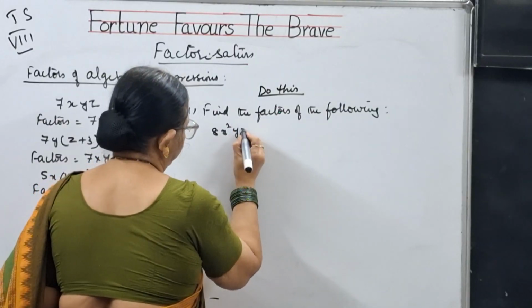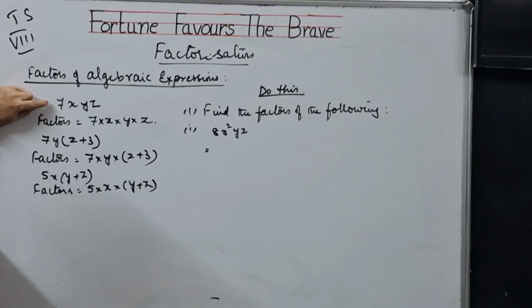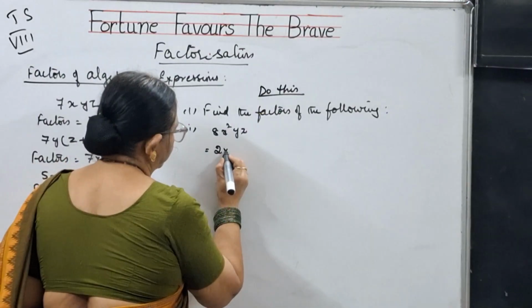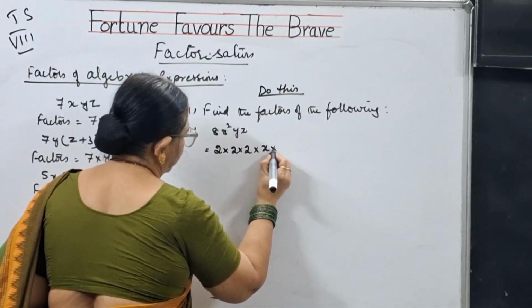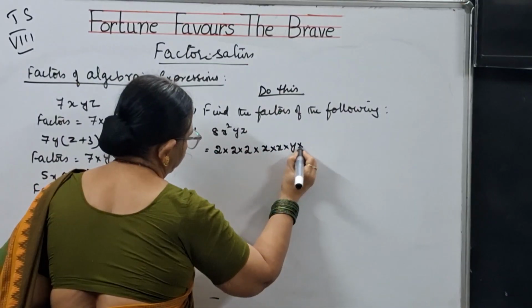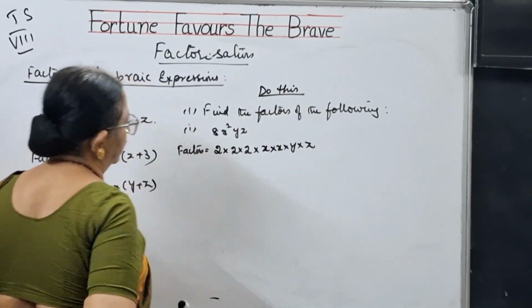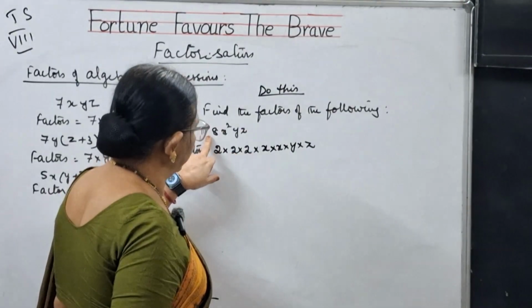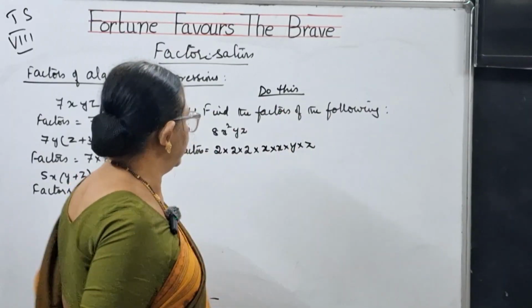8x square yz. Here, see children, 7 has only 7 itself as its factor. So here 8 can be written as 2 into 2 into 2 into x square, that is x into x, into y into z. These are the factors. 2 into 2 into 2 is 2 cubed, which is 8. And x square is x multiplied 2 times, y once, z once.